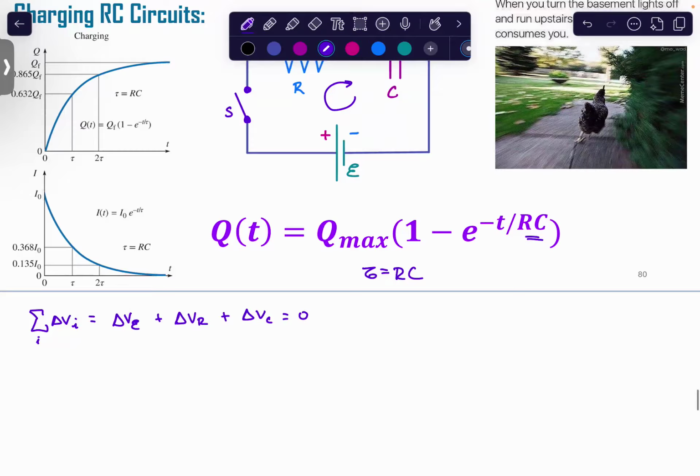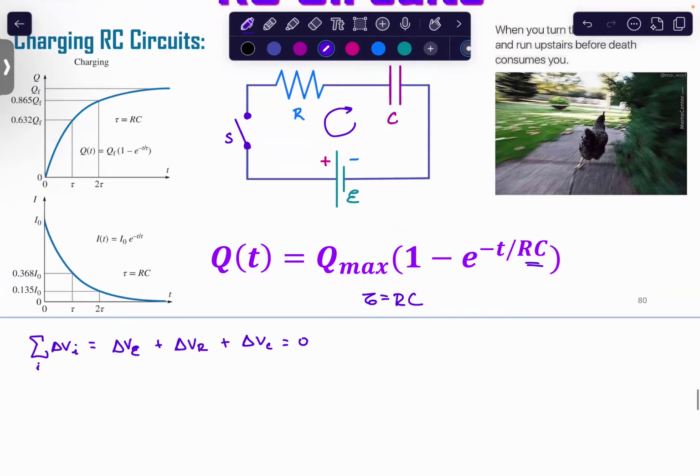Now, if I go clockwise, what's the sign on the electromotive force going to be? I'm going from negative to positive across the battery, so that'll be positive. Okay, what about the delta V across the resistor?